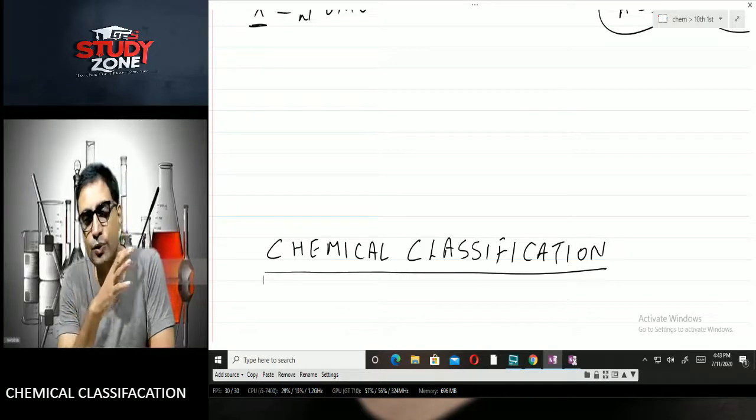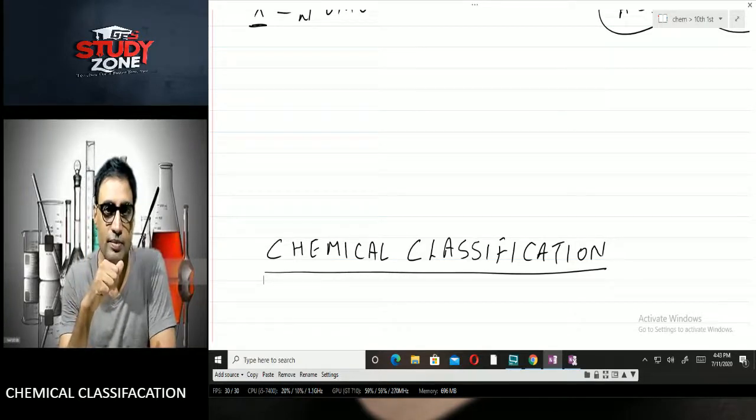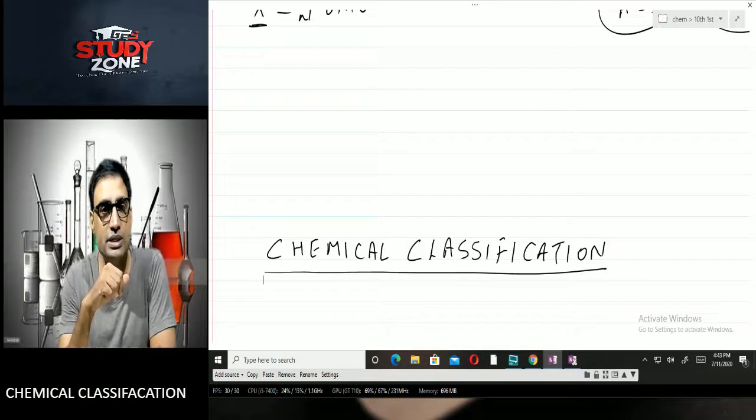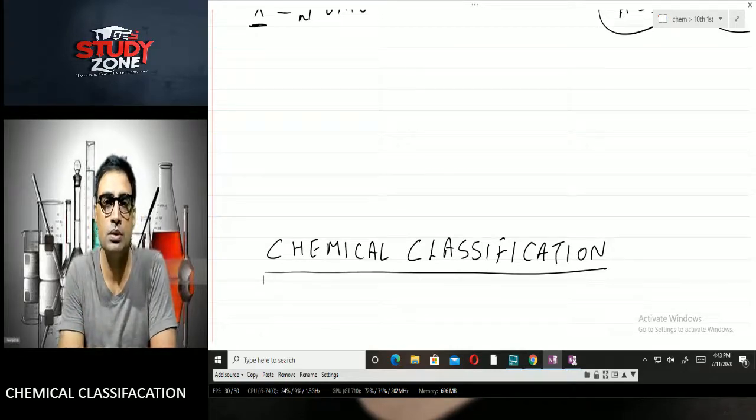A lot of evolution has occurred in this field. In your previous classes, you might have learned about Dobereiner's triads, Newlands' law of octaves, and also Mendeleev's periodic table. In that, you might have done the classification according to Mendeleev's periodic table. You might have studied about Mendeleev's periodic law.